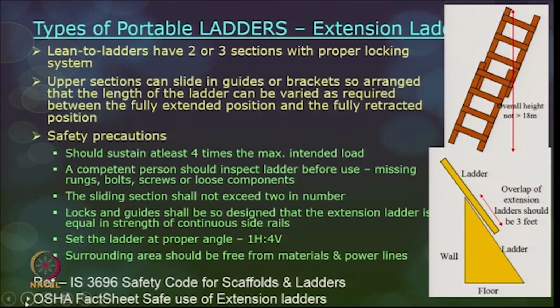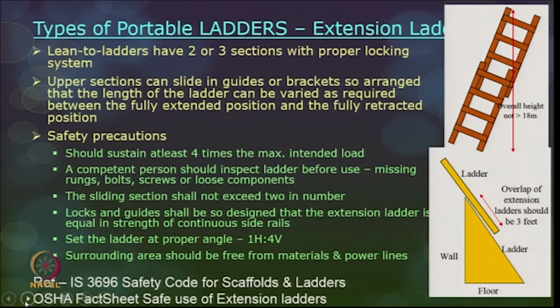And these are lean to ladders having at least 2 or 3 sections. Generally they do not have more than 3 sections with a proper locking system, and the upper sections can slide in guides or brackets so arranged that the length of the ladder can be varied. As a safety precaution, when these ladders are in the fully extended position, they should have the same strength as if they were a continuous rail, and they should be able to sustain at least 4 times the maximum intended load.